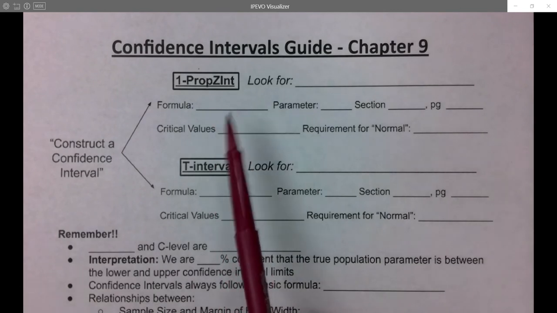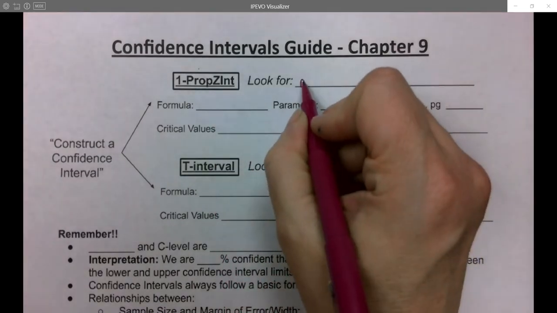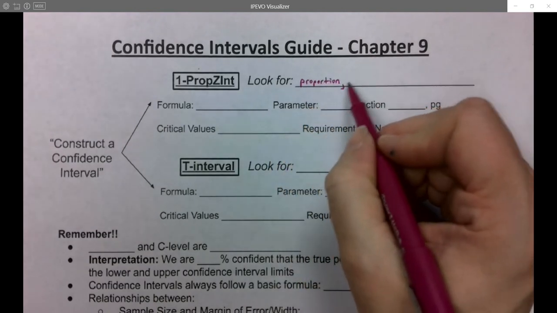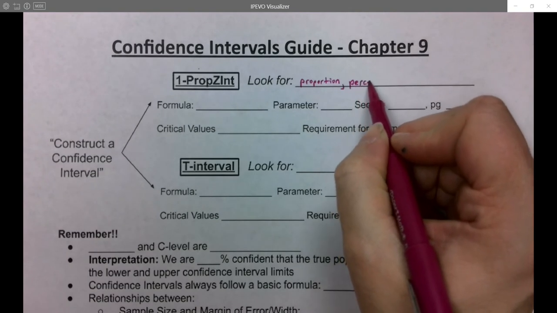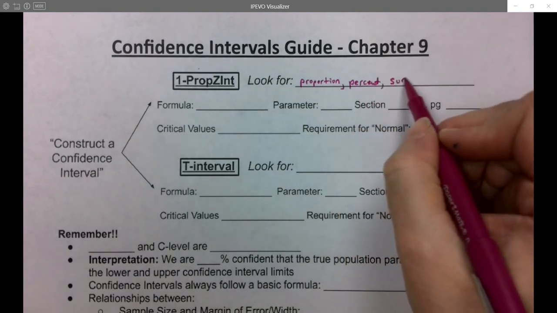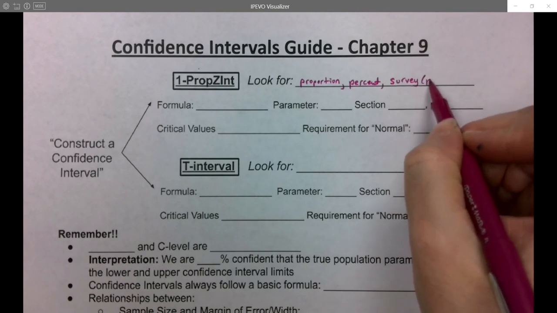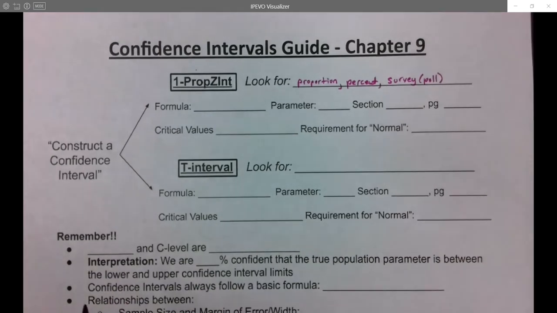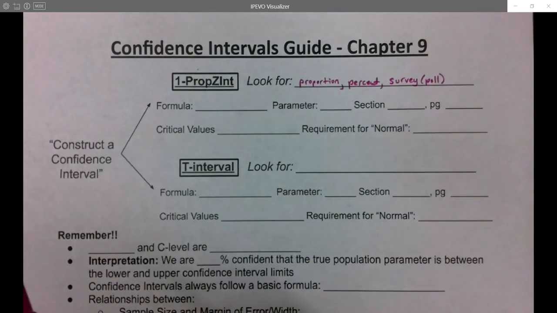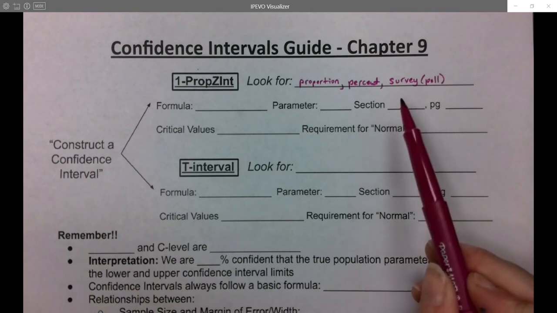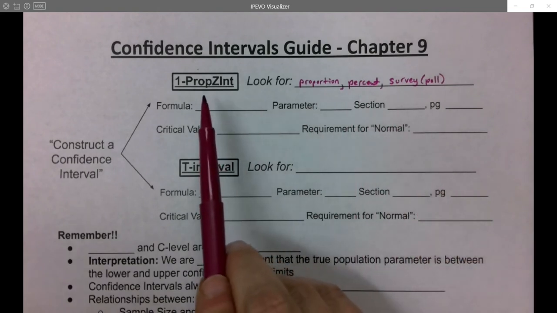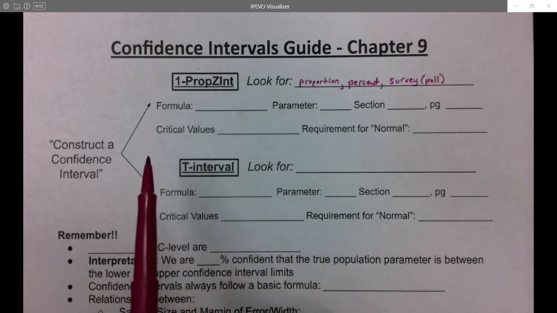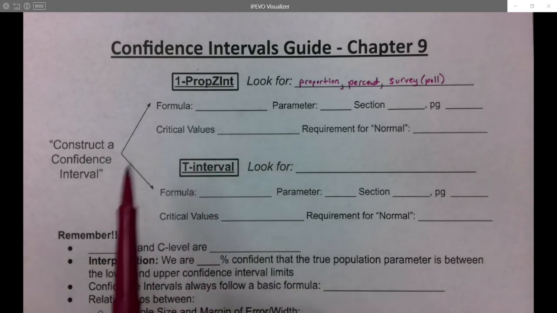Now, if it's a proportion problem, you're going to look for, well, proportion. If you see the word proportion somewhere in the problem, or percent. If it's a survey, or if they talk about polling, we polled readers, we polled all adult Americans, and this is what we found. So if they're talking about any of those things, then that will mean that you are doing a one proportion z-int. And of course, that's what it is in the calculator, the one prop z-int under stats and then tests.